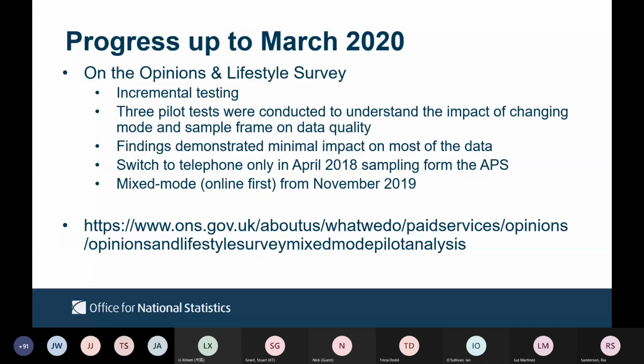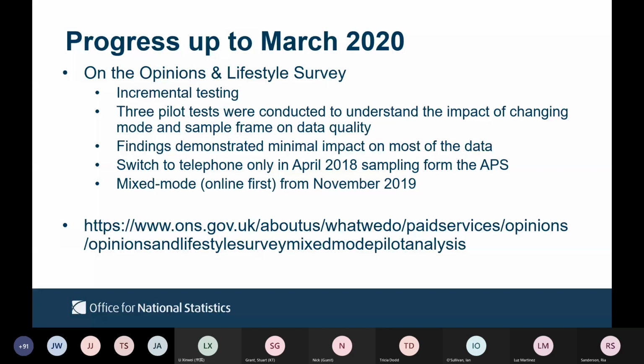We also changed our approach to sampling at that point, and we started to sample for the opinion survey from the labour force survey. And then by the back end of 2019, we actually introduced an online first approach to that design. So we started 2020 with a mixed mode online first opinion survey.